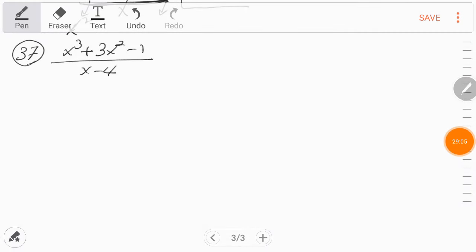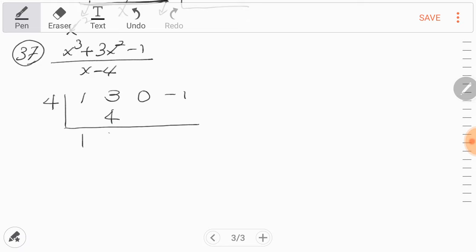Okay, this is exercise 37. So write the coefficients of the numerator, x cubed. And 3 is the x squared. And there is no x term, so put 0, -1. And then the divisor is, this is -4, so +4. And then bring 1 down, multiply 4 and 1 is 4. Add these two, 7. The 4 times 7 is 28.